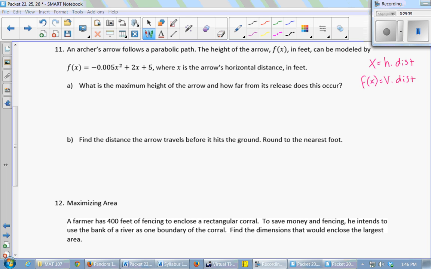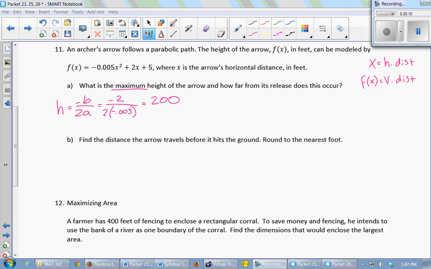So the maximum of a parabola always happens at the vertex. A maximum or a minimum will always happen at the vertex. We know this one has a maximum because the a value is negative, so it opens down. So this happens at negative b over 2a. So I've got negative 2 over 2 times negative 0.005, and that is 200.